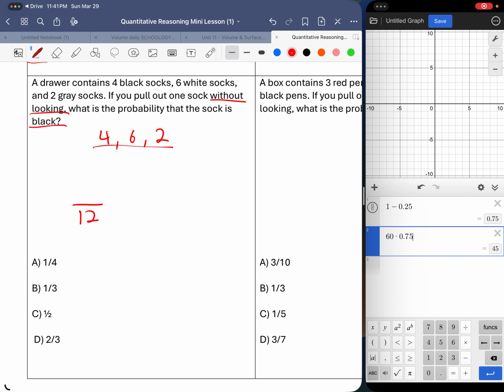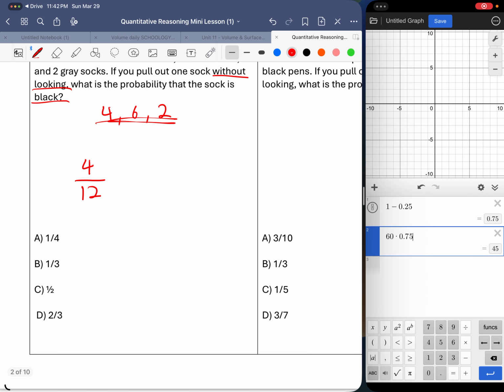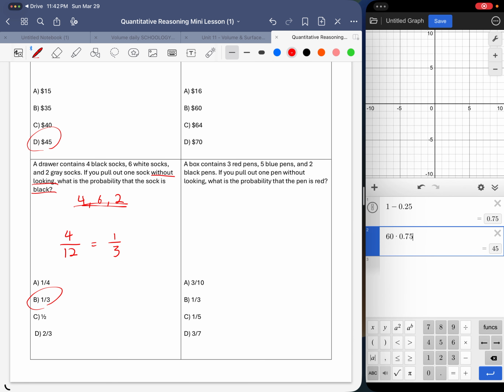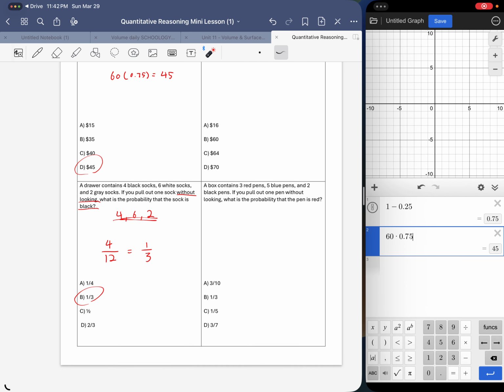So out of these 12, we only have 4 blacks. When you randomly pull one out, the chance that you're going to get a black sock is 4, because there are 4 black socks, over 12. When you simplify it, it's going to be 1/3. All right? And if you have to do it more times, then keep that in mind, multiply. If it's without replacement, now you're going to have 11 socks, and so on. All right? So keep that in mind.